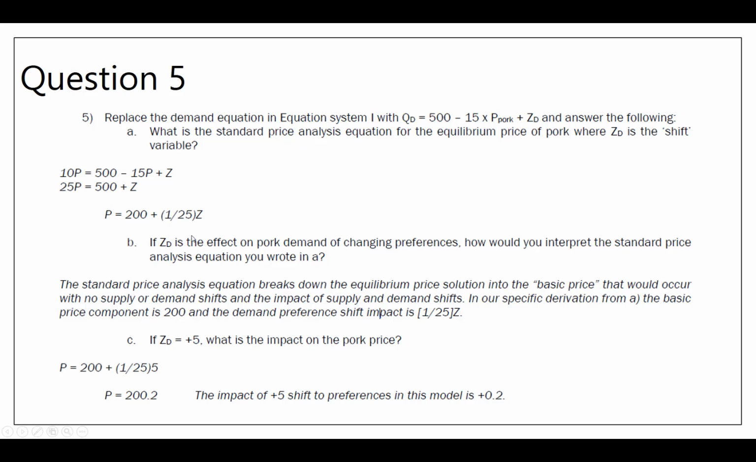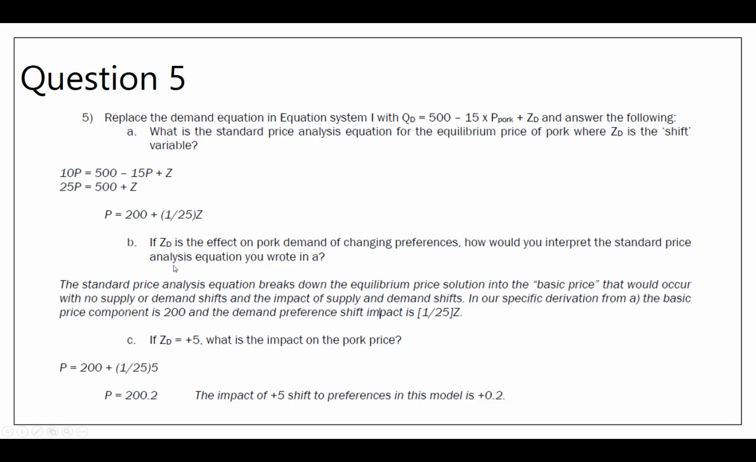And B says, let me give you a name for that. ZD is the changing preference variable, so it doesn't really have anything specific. I didn't want you trying to write about what happens when the competitor price or beef price or something else moves. Just keep it generic. How would you interpret that equation?